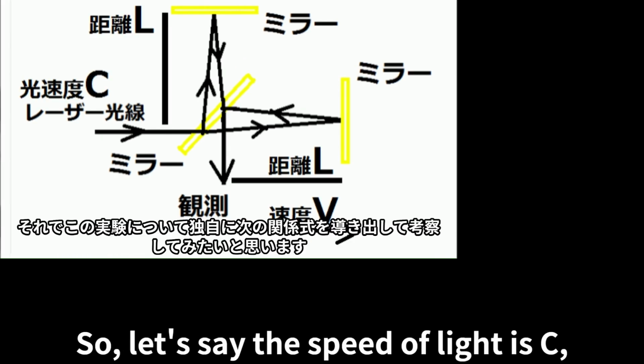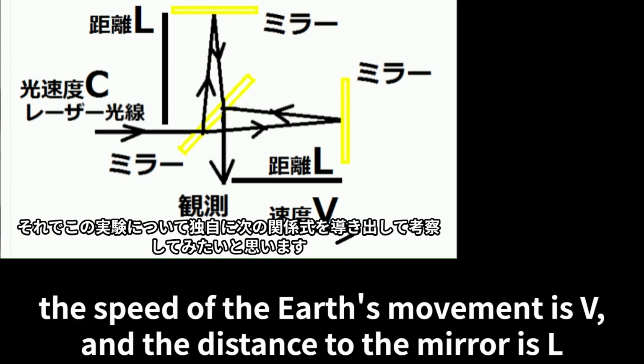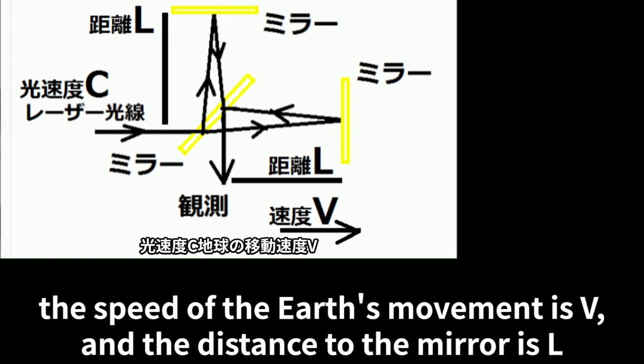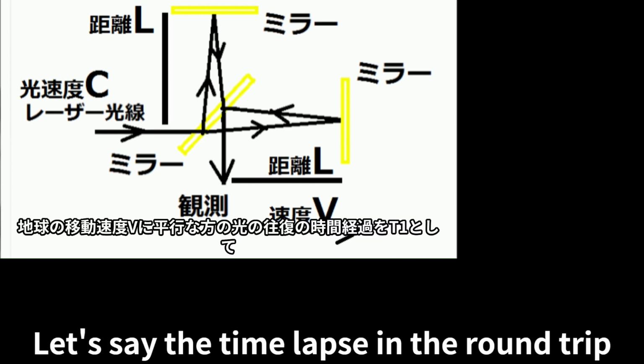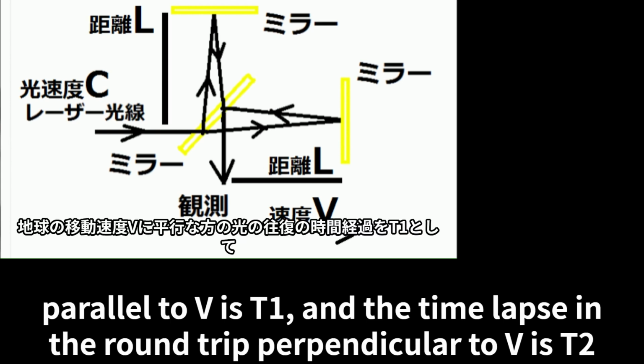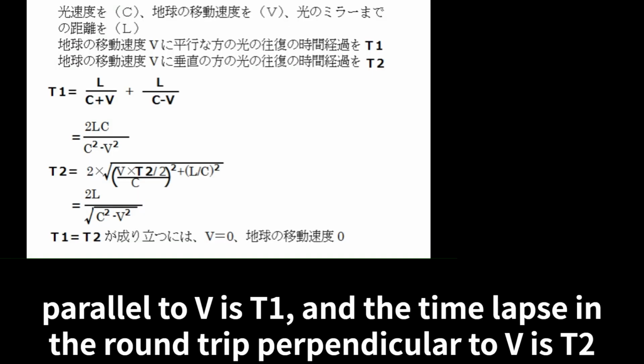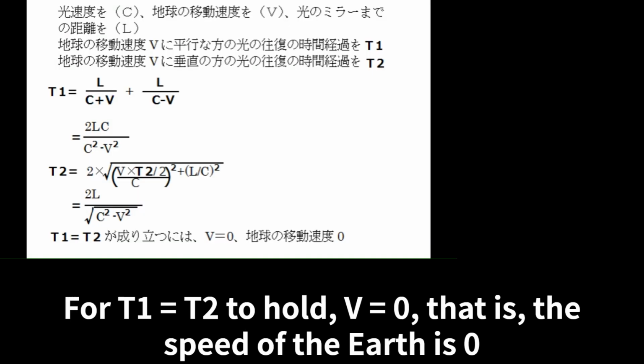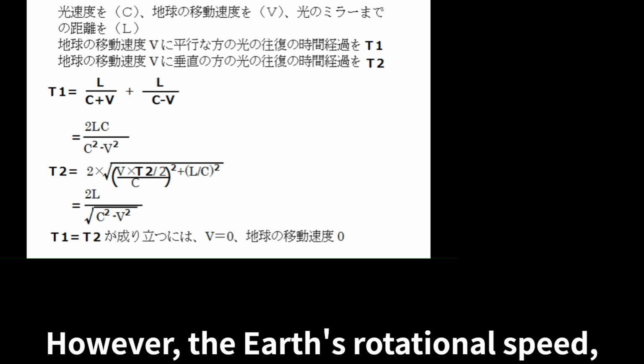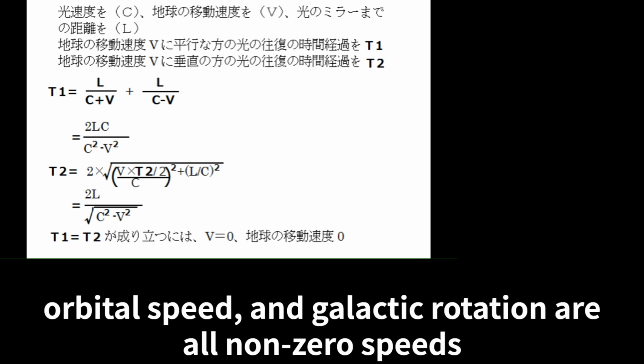So, let's say the speed of light is c, the speed of the Earth's movement is v, and the distance to the mirror is l. Let's say the time lapse in the round trip parallel to v is t1, and the time lapse in the round trip perpendicular to v is t2. For t1 = t2 to hold, v = 0, that is, the speed of the Earth is 0. However, the Earth planet's rotational speed, orbital speed, and galactic rotation are all non-zero speeds.